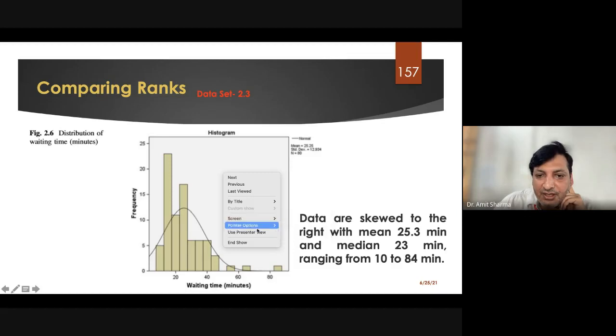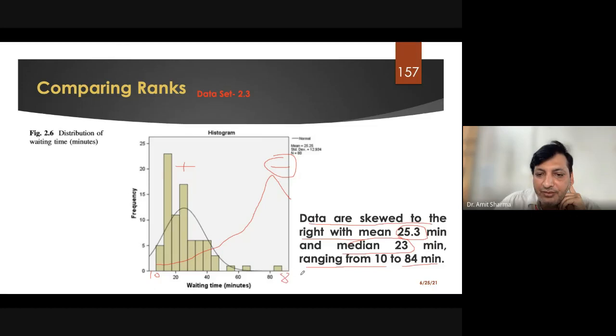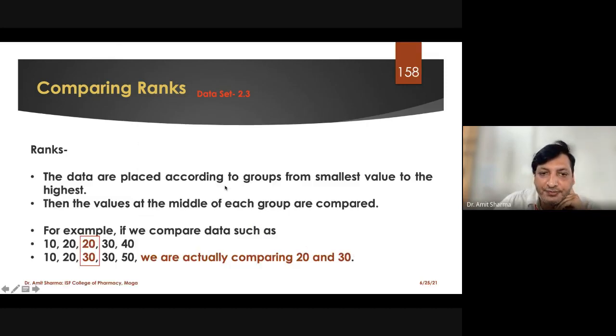And you can see how the data will be written. Data are skewed to the right, that is, we have a positive skewness or right skewness. If we had data on this side, then we'd say it is negative, with a mean of 25.3 minutes and a median of 23. Data ranging from 10 minutes to 84 minutes. Minimum was 10 and maximum was 84. This is called the descriptive statistics of the waiting time data, if you want to find out.